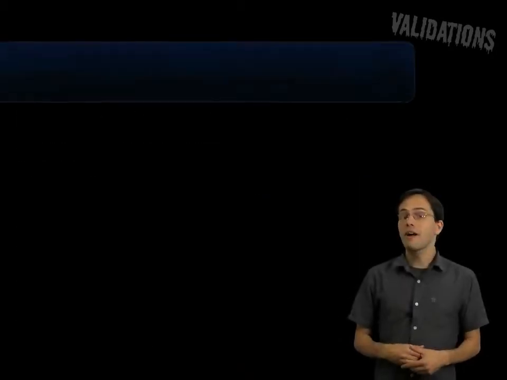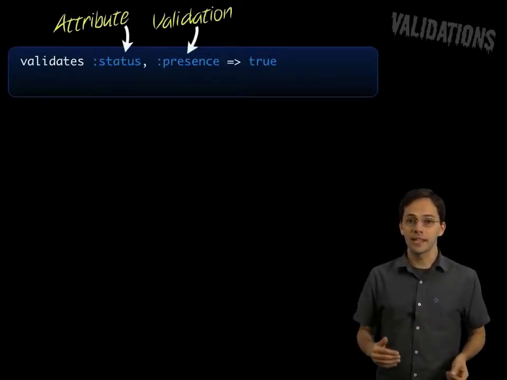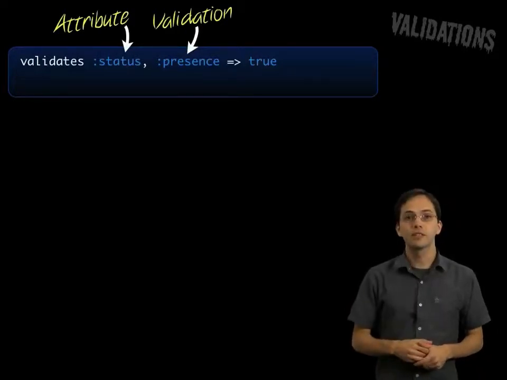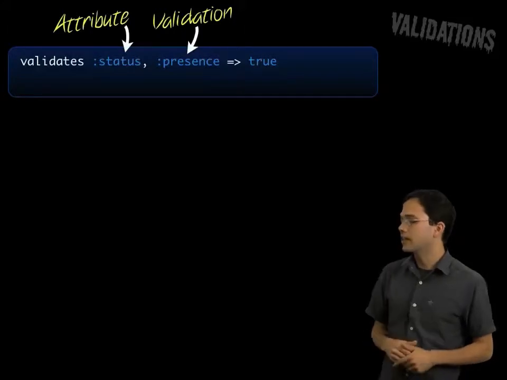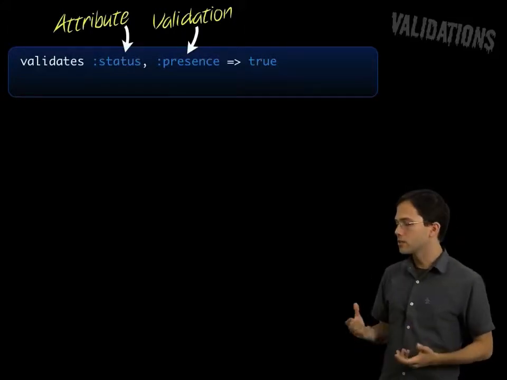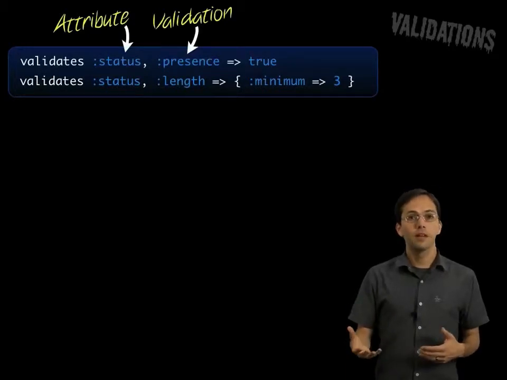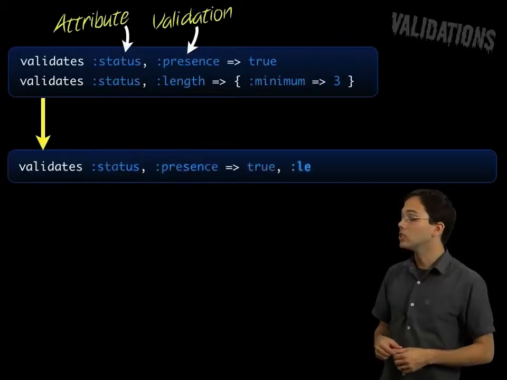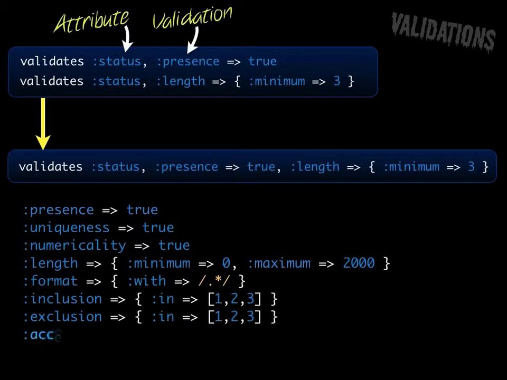With Rails 3, we now have a new syntax for doing validations. Instead of doing them one line at a time, we can say validates :status, presence: true. So here you have the attribute and the validation. We can also say validates :status, length: { minimum: 3 }. But of course, to simplify all of this, we can write both of these on a single line. Here are the other validations you saw previously, but showing how you might use them with this new syntax.